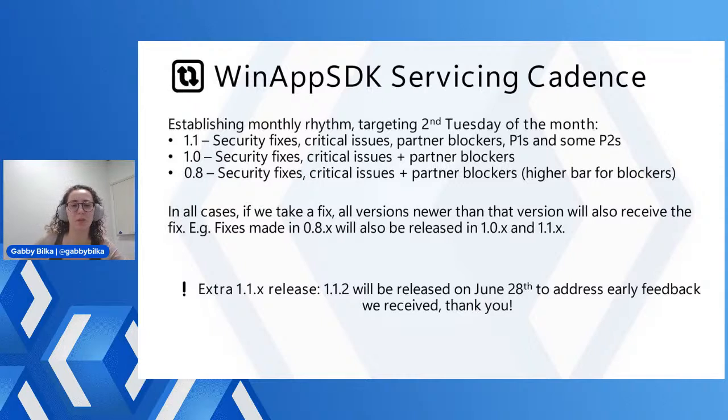Next, a little bit about the Windows App SDK servicing cadence. We're really trying to get into a monthly rhythm here. We're targeting the second Tuesday of the month. Targeting is the word we'll use here. Right now, we're planning on servicing 1.1, 1.0, and 0.8. So 0.8 is the highest bar for the fixes that we'll be taking.